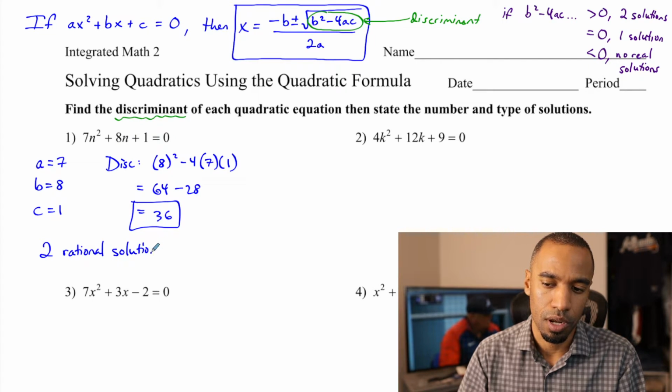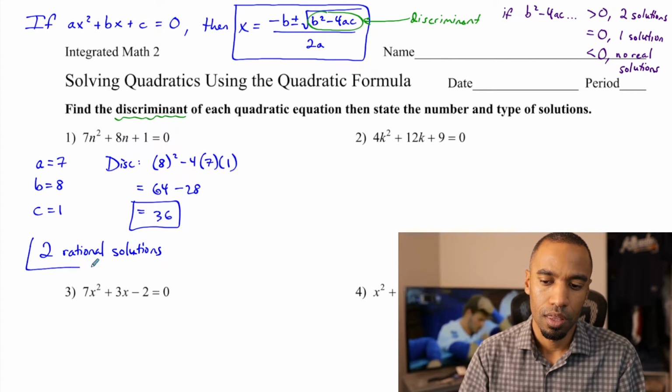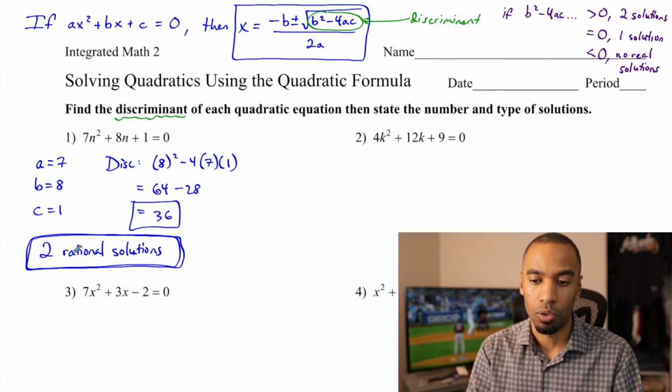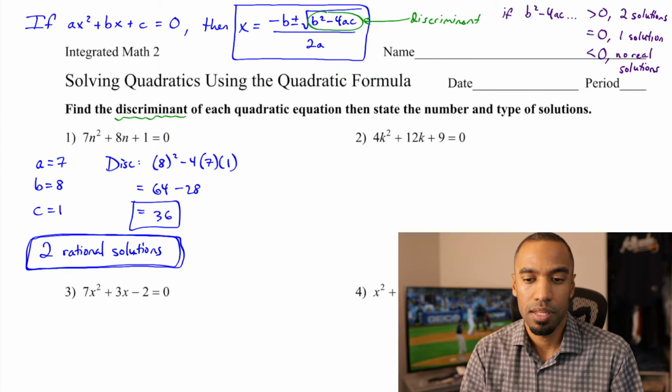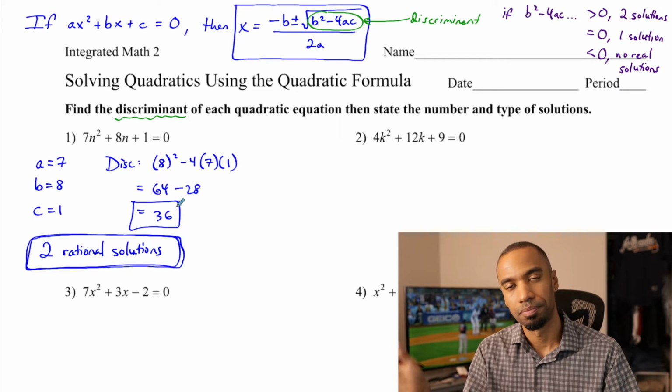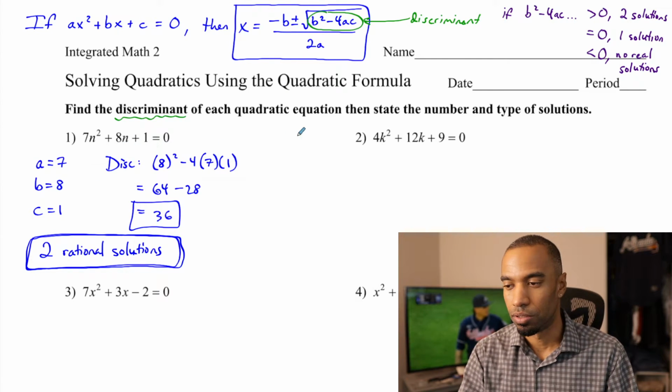Rational and irrational numbers are all real. They're all real numbers, but because it's a perfect square, they're real rational solutions. That just means that you can take the square root of that number and you can break it down into an integer or fraction answer without a radical in the way.